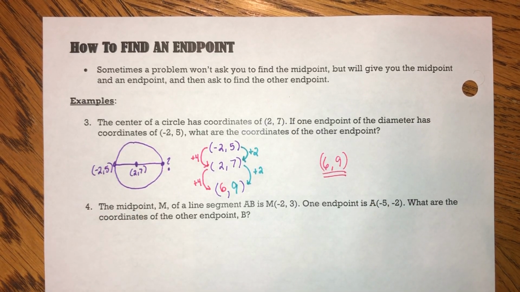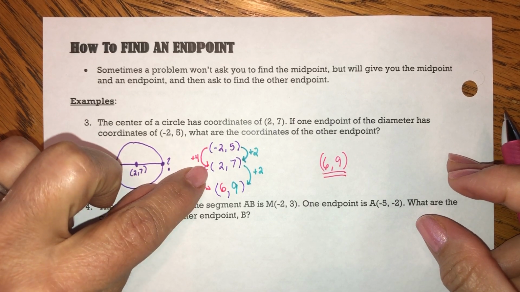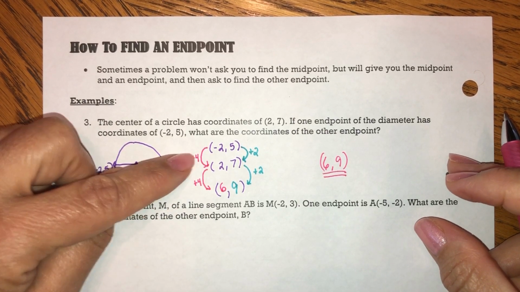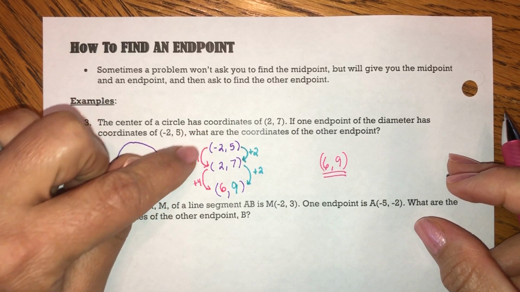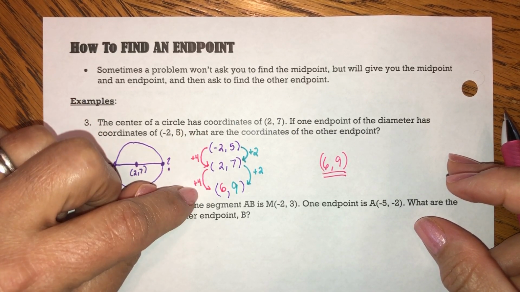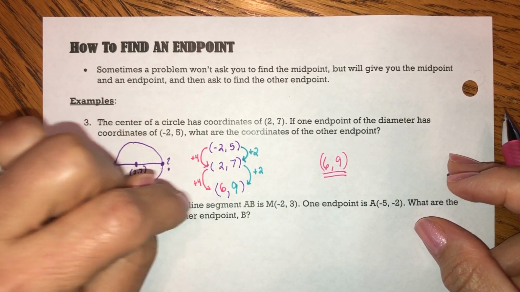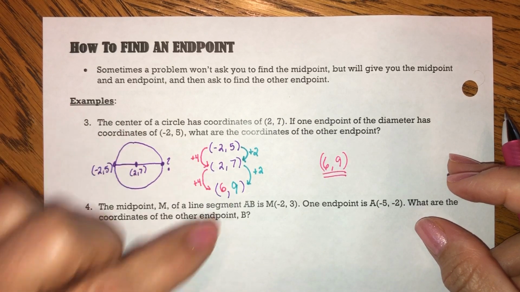The reason why I like this method is because it's really just a matter of figuring out what you have to add or subtract and then repeating it on the other side. You can see right here in the work that you're 4 away in each direction from the midpoint for the x value, and you're 2 away in each direction for the y value. So this is the midpoint, and this has to be my missing endpoint.